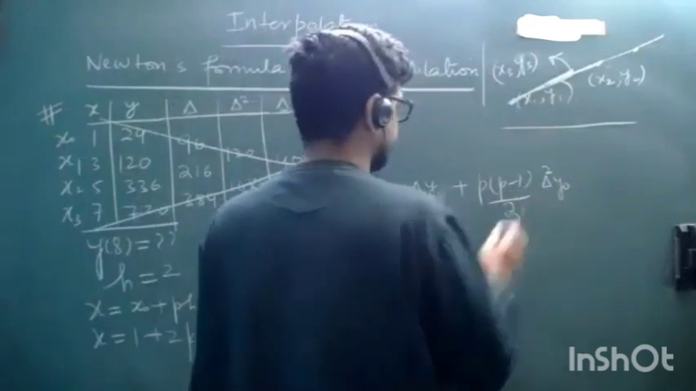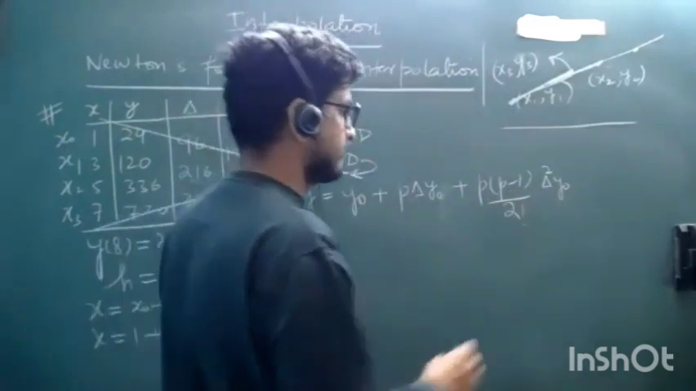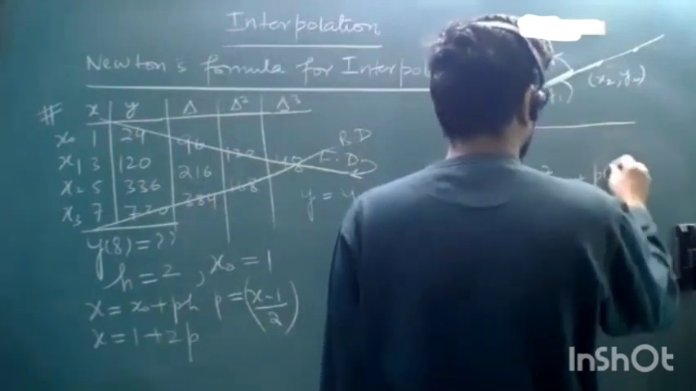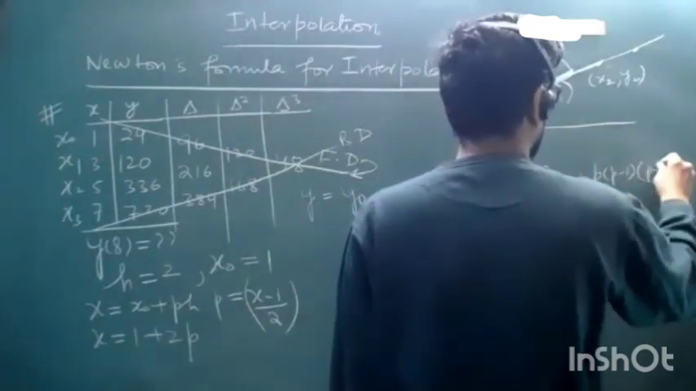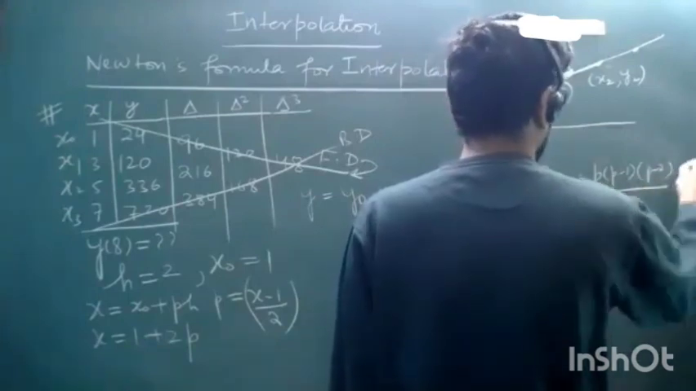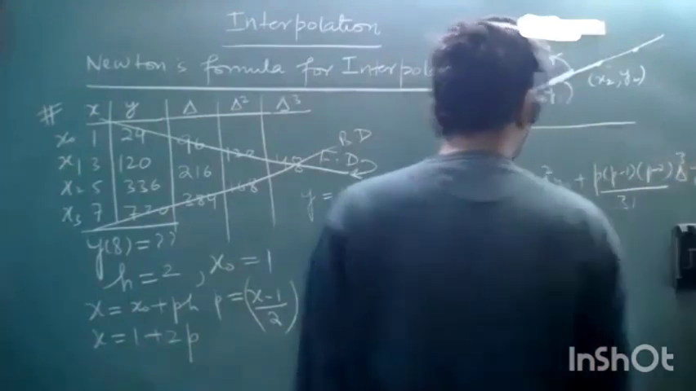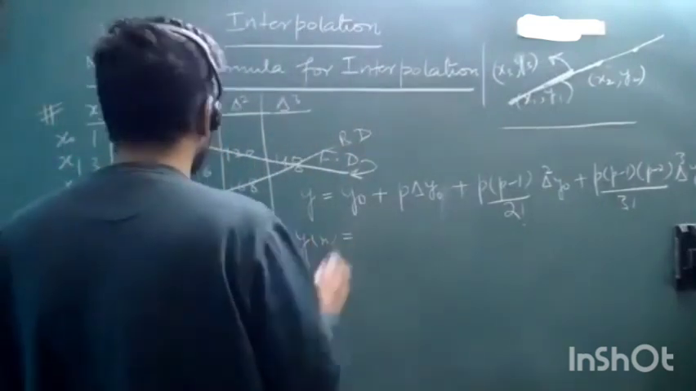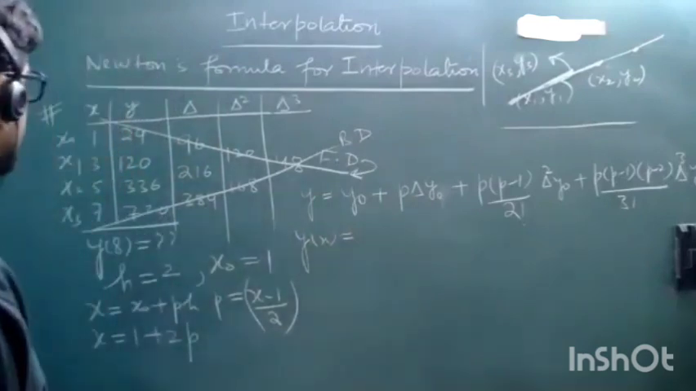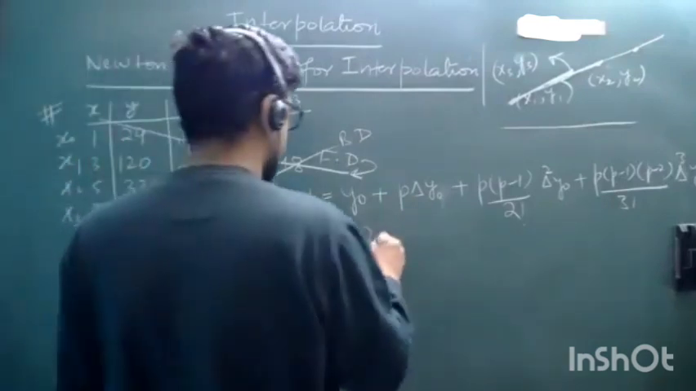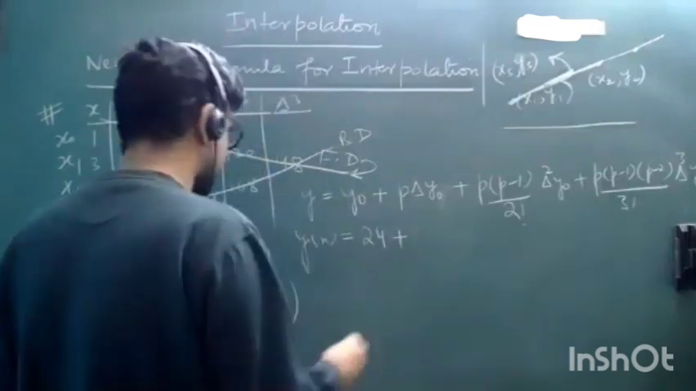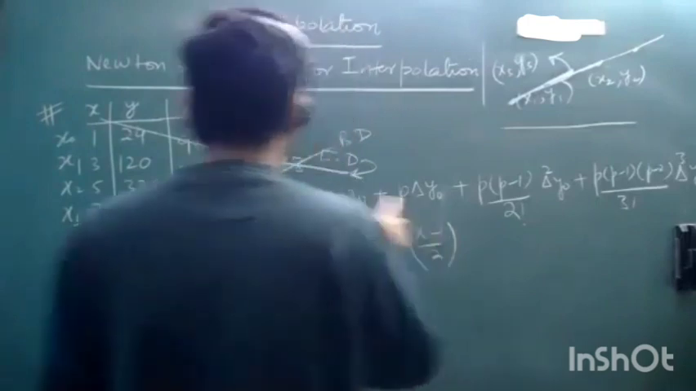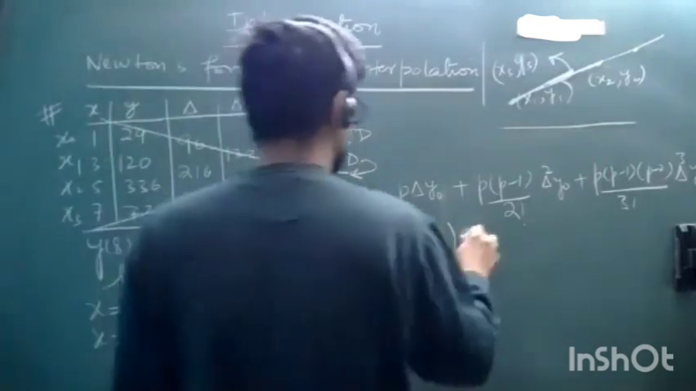Factorial, then P, P minus 1, P minus 2 cube, 3 factorial del cube Y naught. So let us write this. Y as a function of x will become, what is the value of Y naught? It is 24 plus, what is the value of P? It is x minus 1 by 2 into del Y naught, which is 96.